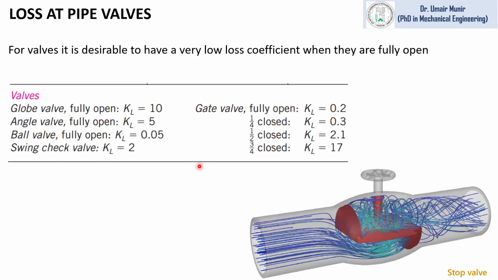There are flow losses from valves and we have different types of valves available. The reference values of KL are given in this table for globe valve, angle valve, ball valve, swing check valve and gate valve. These values of KL will be used to find the pressure loss from these valves.